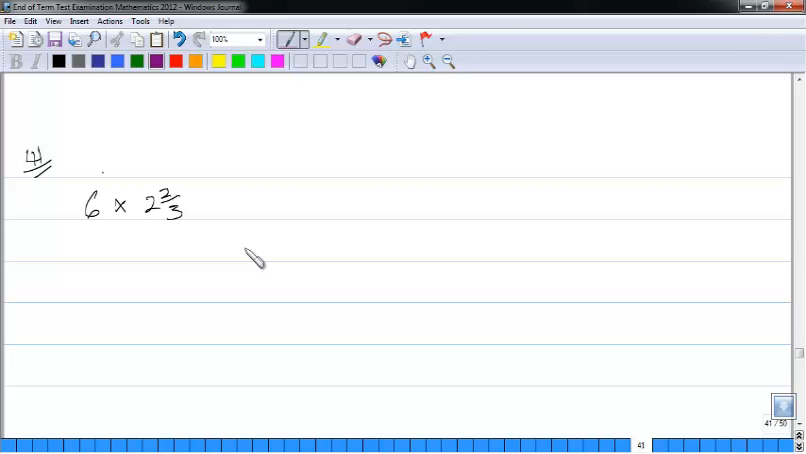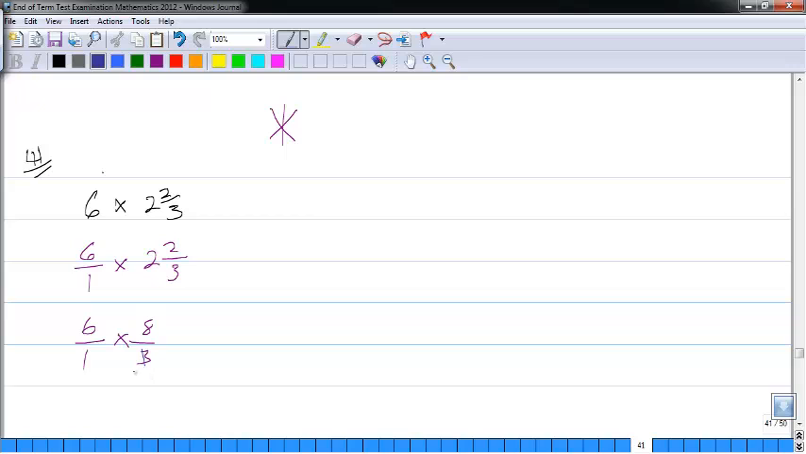Number 41 says 6 multiplied by 2 and 2/3. So let's put our whole number over 1 multiplied by 2 and 2/3. Let's change our mixed number to an improper fraction. We say 6 over 1 multiplied by 3 times 2 would be 6, plus 2 would be 8 over 3. And let's reduce as best as possible. We reduce diagonally and vertically.